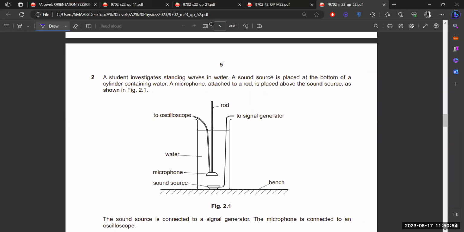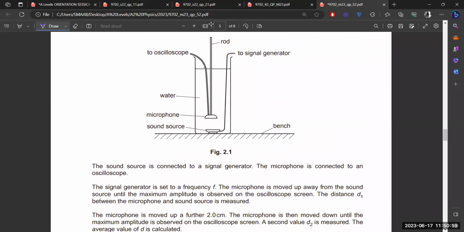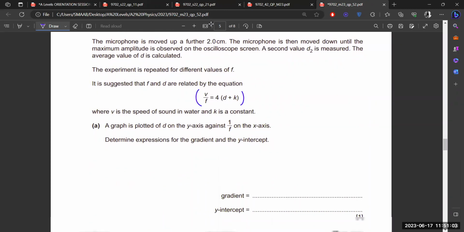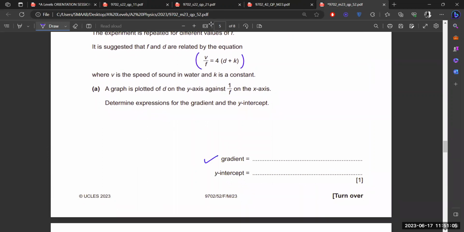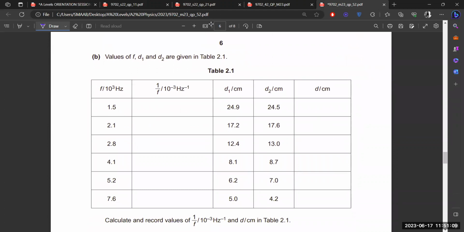Question number 2 is the easiest one as compared to question 1, because in this question all values are already mentioned. As you can see, the equation is mentioned over here. You just need to find the gradient and y-intercept. Then again, there is a compulsory question for a graph.